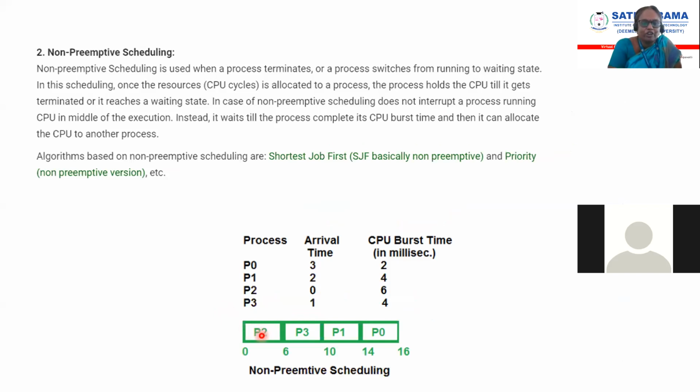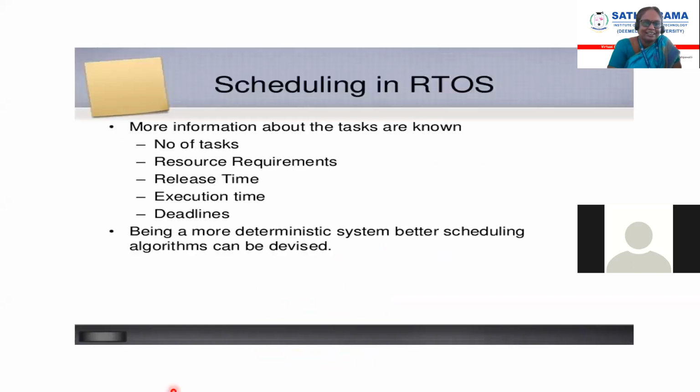In the non-preemptive algorithm, I told you, it will complete one full cycle. It will call first P2, then P3, then P1, then P0. How is it now? The arrival times are 0 seconds, then 1, then 2, then 3. It gives priority to whichever has less arrival time: P2 first, then P3, then P1, then P0. So it comes in order P2, P3, P1 and P0. Are you clear, ma'am? Thank you.